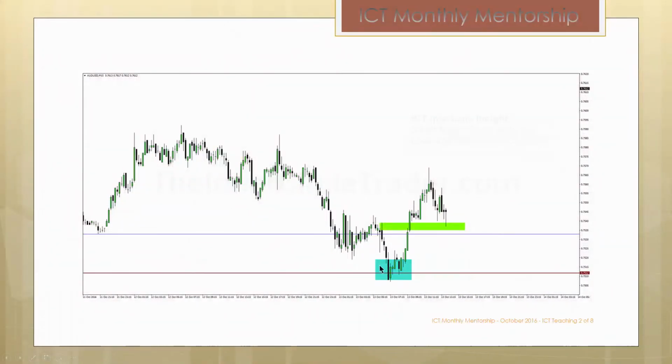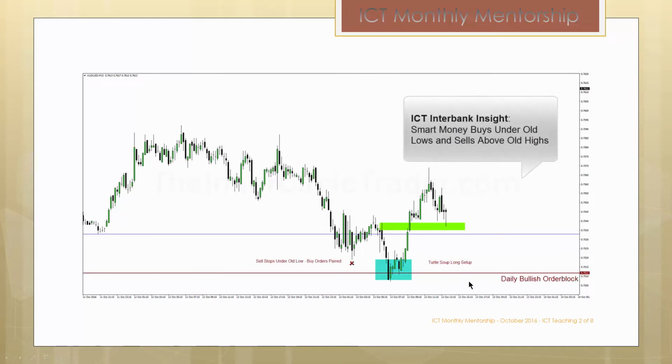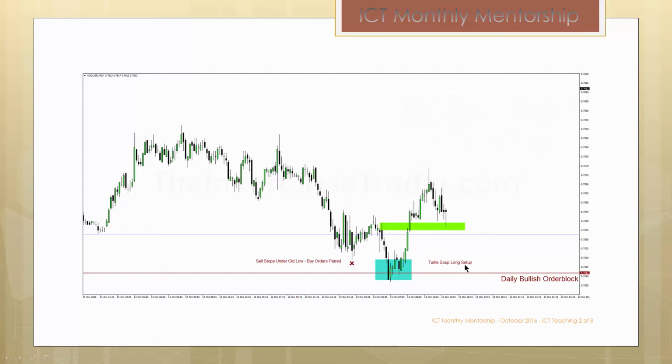But what if we focus our attention down in this area here? What could we do with this information? Well, obviously the same thing's there. We have sell stops below an old low where buy orders can be paired up on the smart money side. And you see the market trades down into that level, 75.12, so we do have a turtle soup long setup. But we don't require the price to come all the way up here before we start buying. So how can we do this and reduce risk?